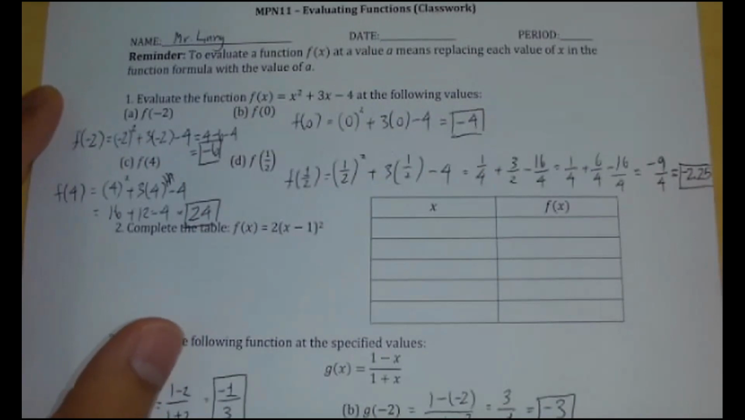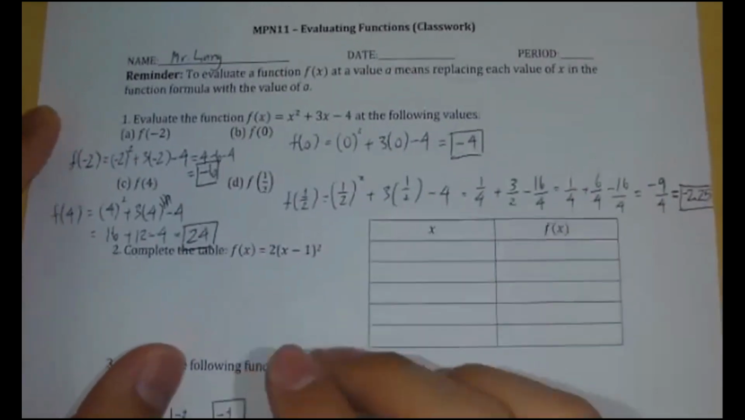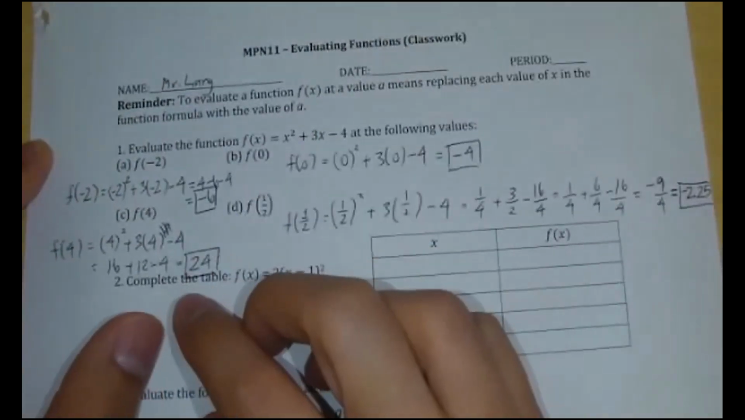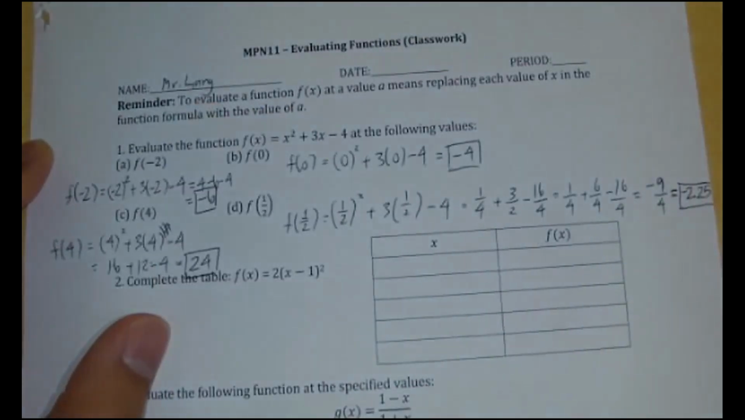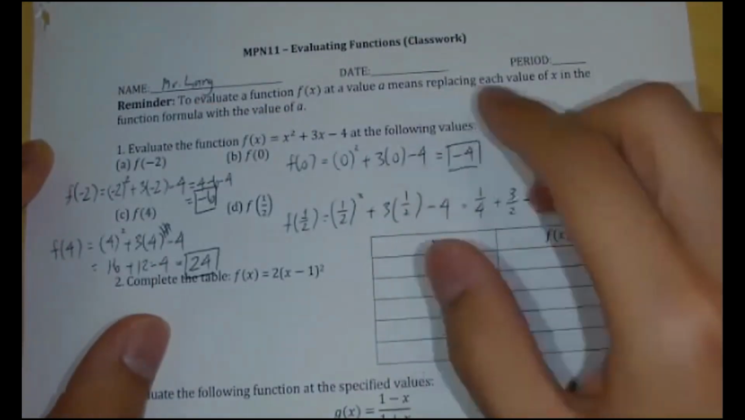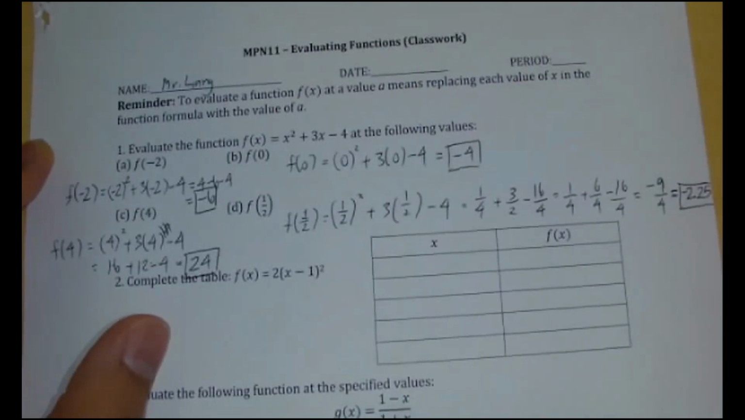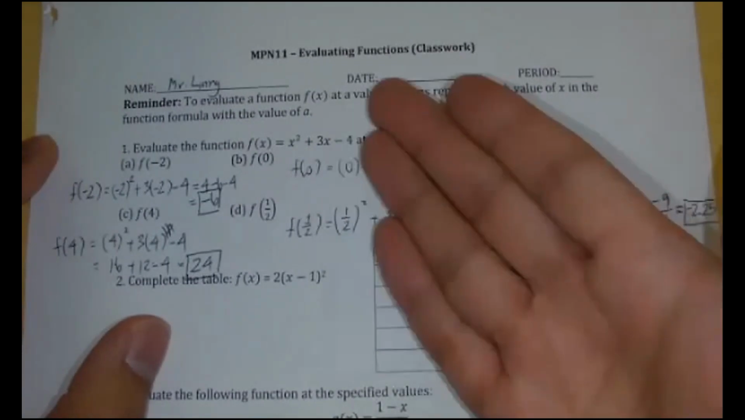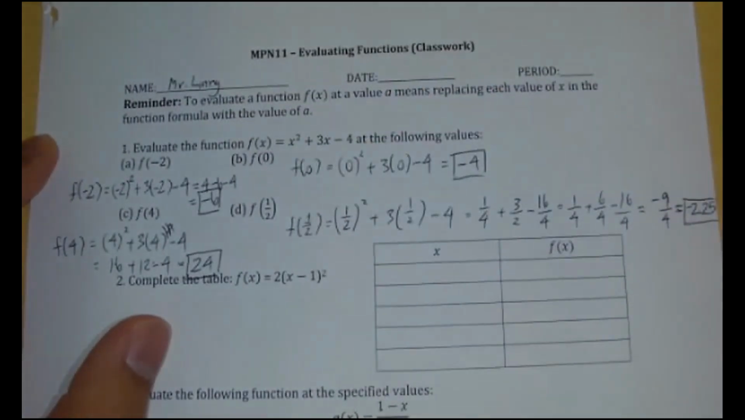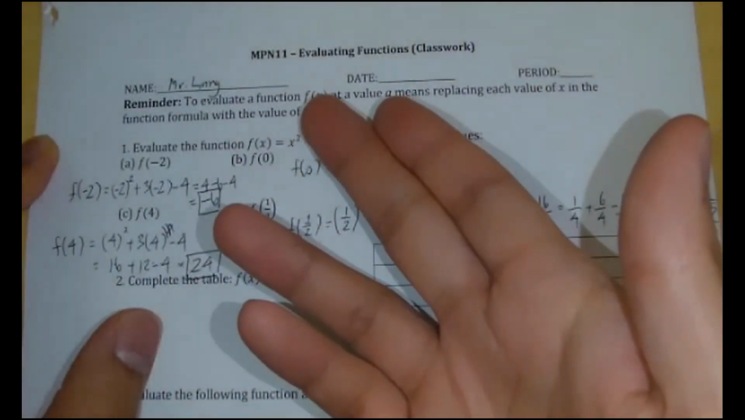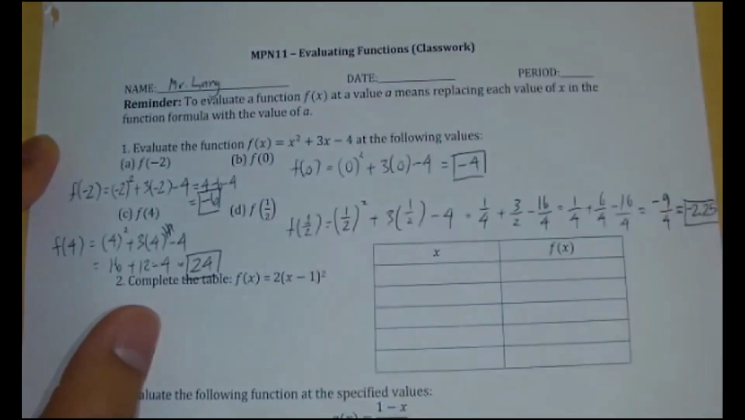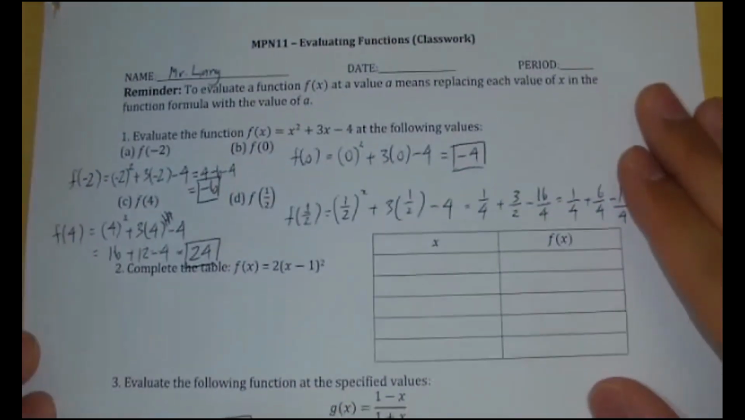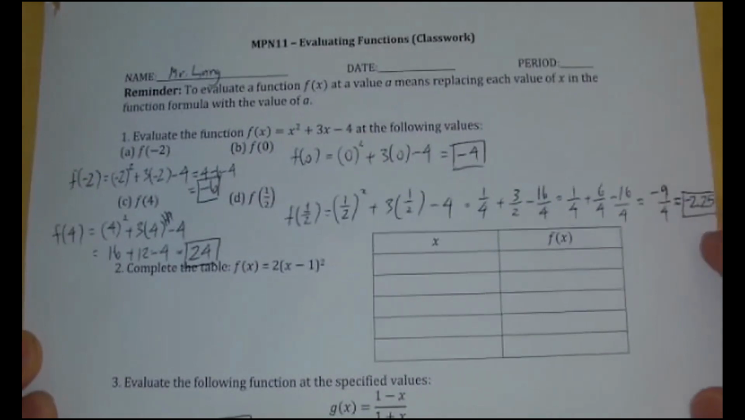Okay. Before we move on to the next question, let me just read this reminder at the top here. To evaluate a function f of x at a value a means replacing each value of x in the function formula with the value of a. So what this is basically saying is, if you have a general variable, in this case a, rather than a number, all you have to do is replace each appearance of x, in this case of f of x, with that letter. Okay, so this will make sense when I jump to question 3.